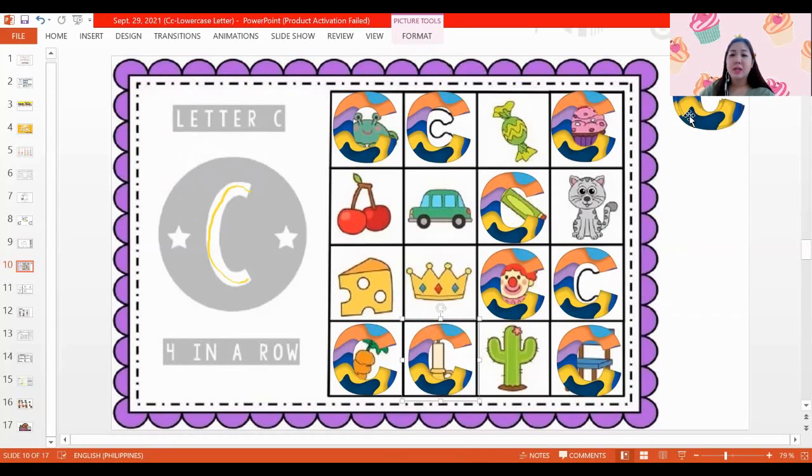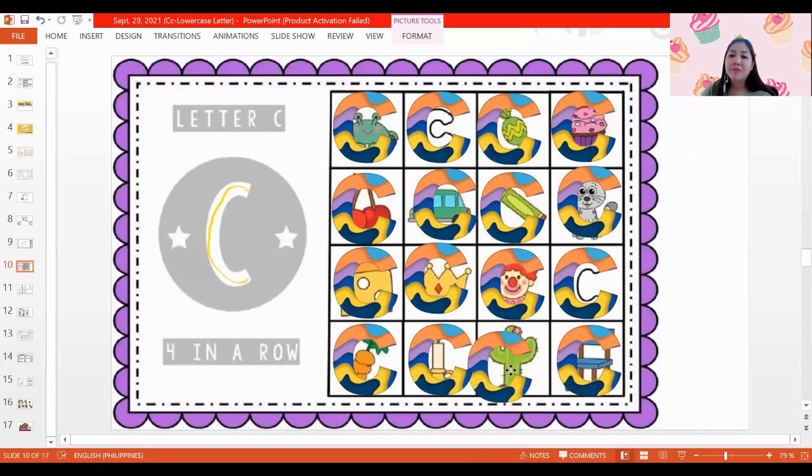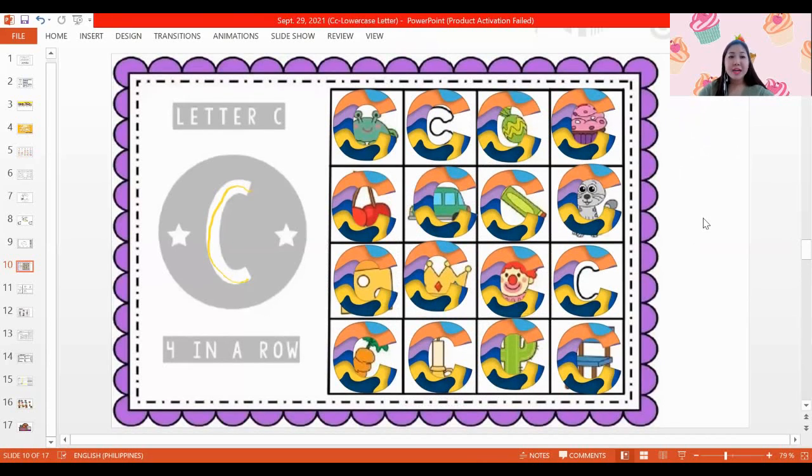Cover the candle. Next, we will cover the cat. Cover the cat. Now, let's cover the cherry. Cover the cherry. Let's cover the cheese. Cover the cheese. Let's cover the car. Cover the car. Cover the crown. Cover the crown. Cover the candy. Cover the candy. And lastly, cover the cactus. Cover the cactus. Did you cover all of the pictures just like what teacher Sarah did?